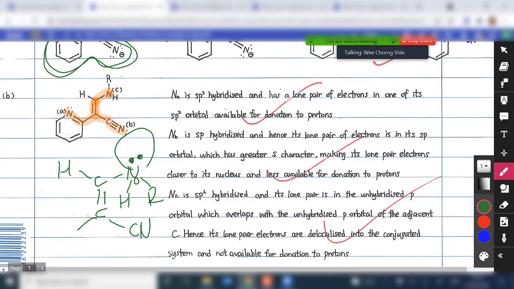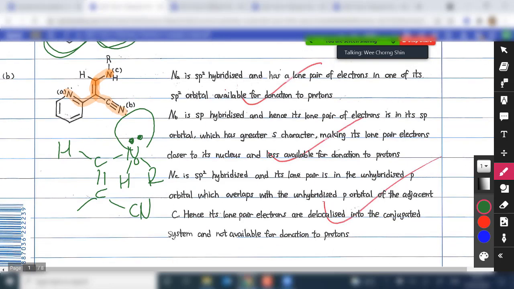I spoke a lot, but the answer doesn't have to be very long. Just say that it's sp2 and the lone pair is at the p orbital, and that's about it. But because my main role is to explain the answer rather than to tell you the answer.